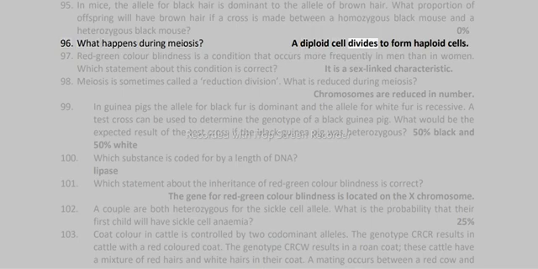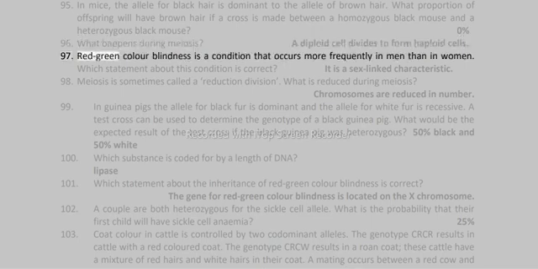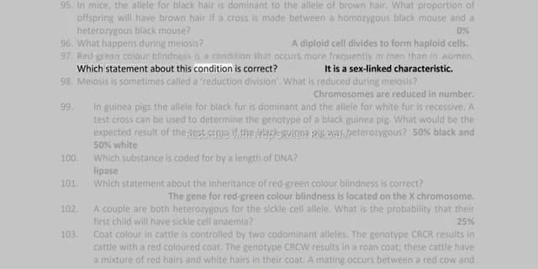A diploid cell divides to form haploid cells. 97. Red-green color blindness is a condition that occurs more frequently in men than in women. Which statement about this condition is correct? It is a sex-linked characteristic.